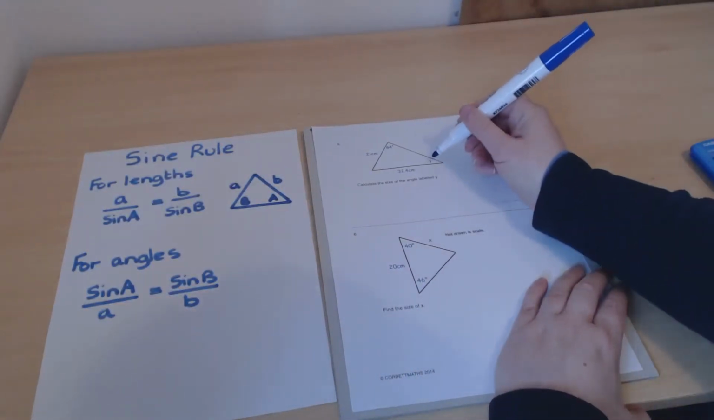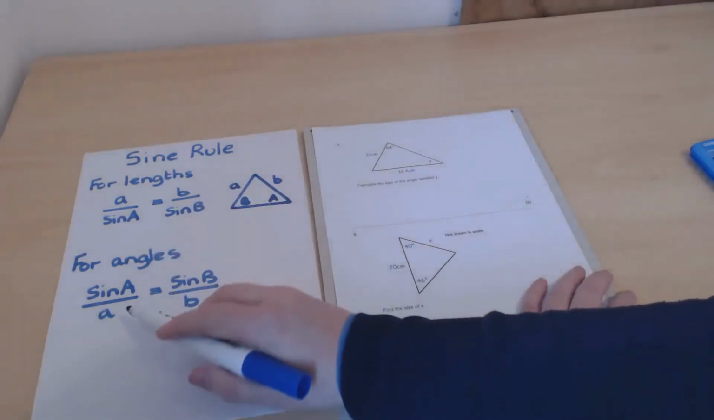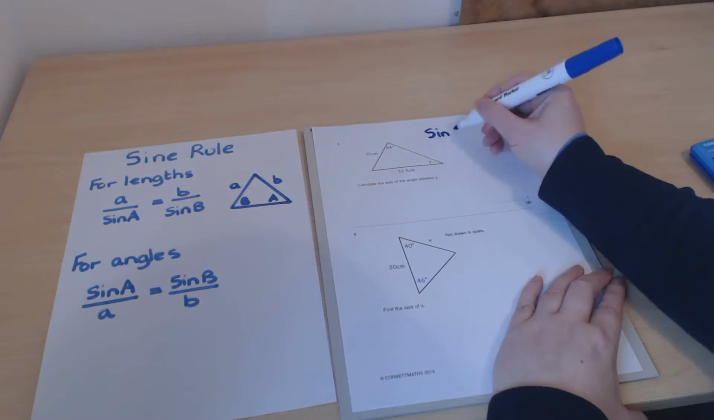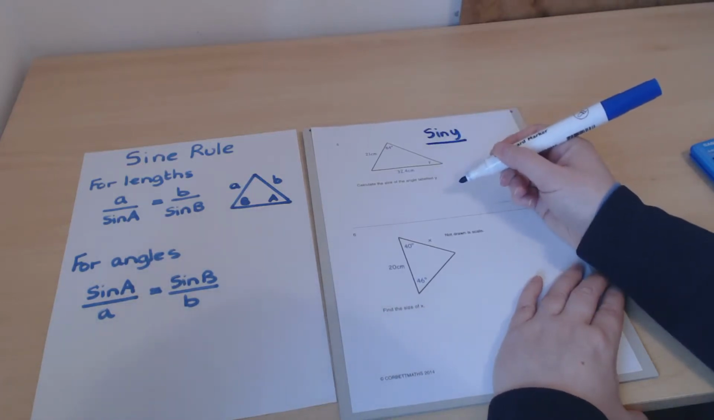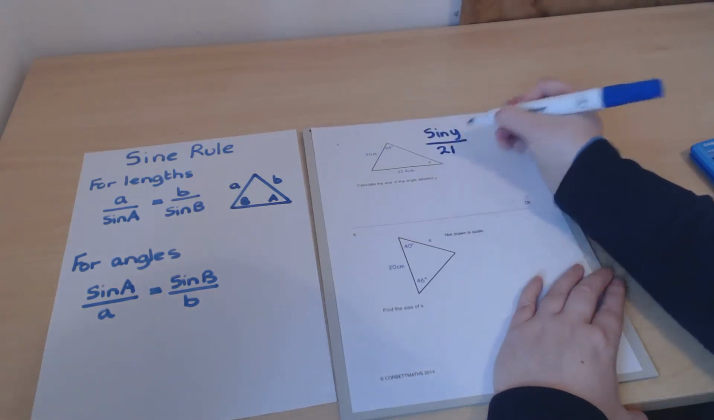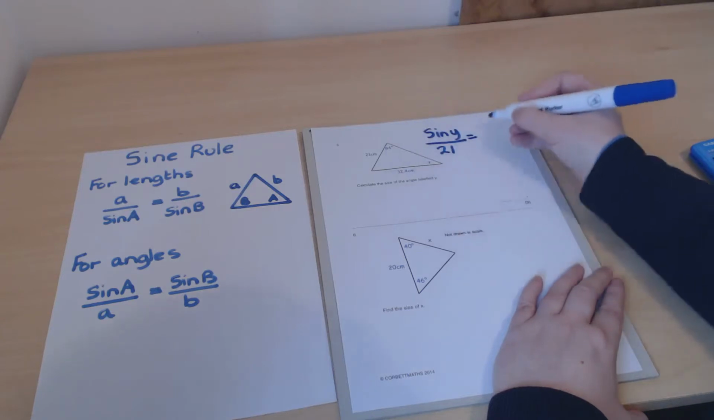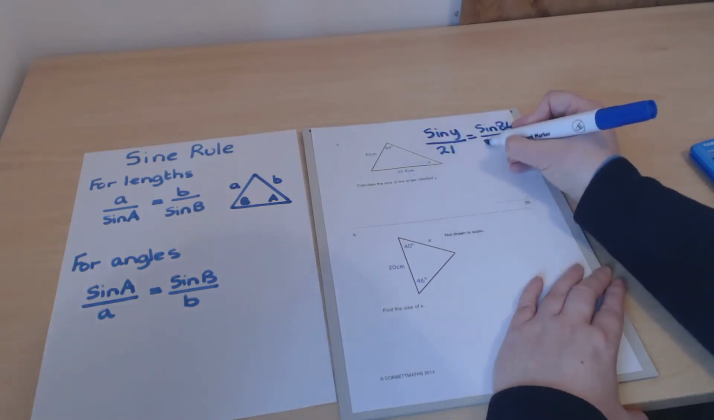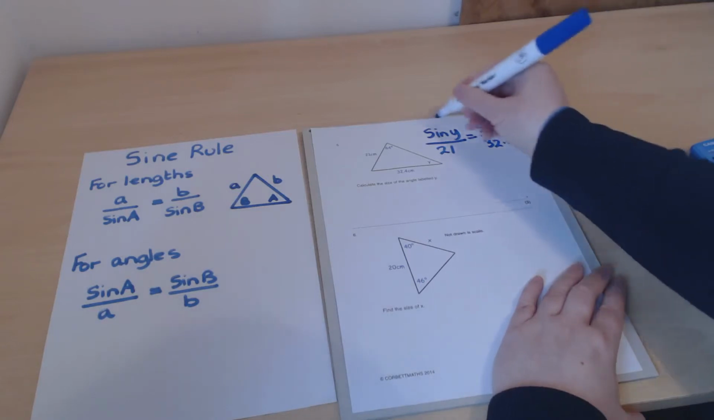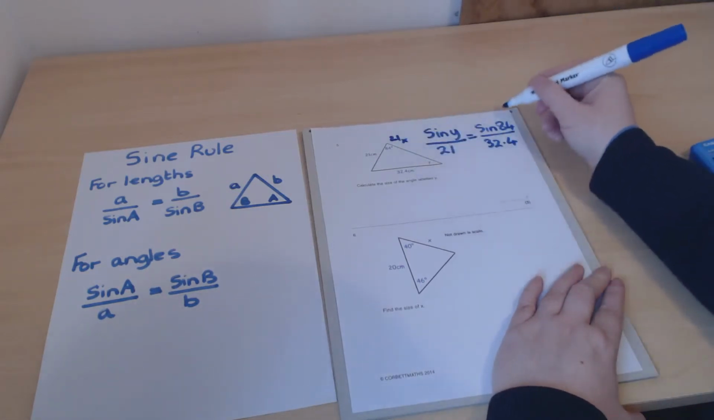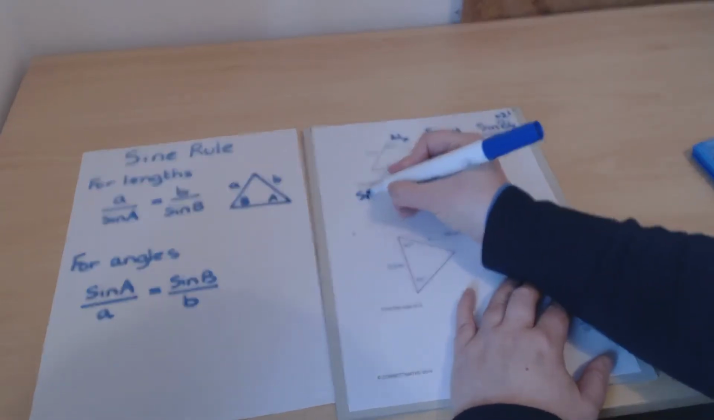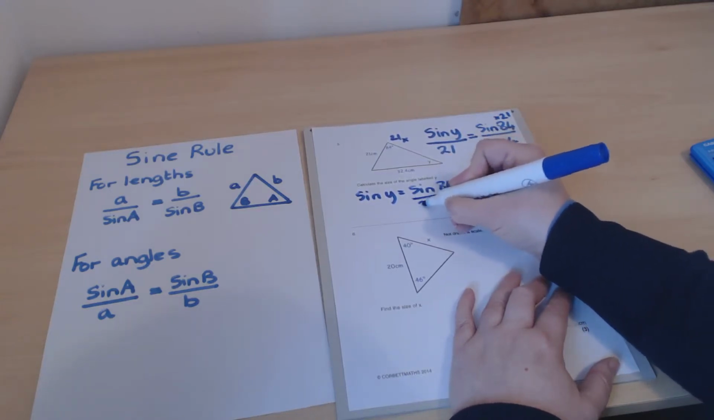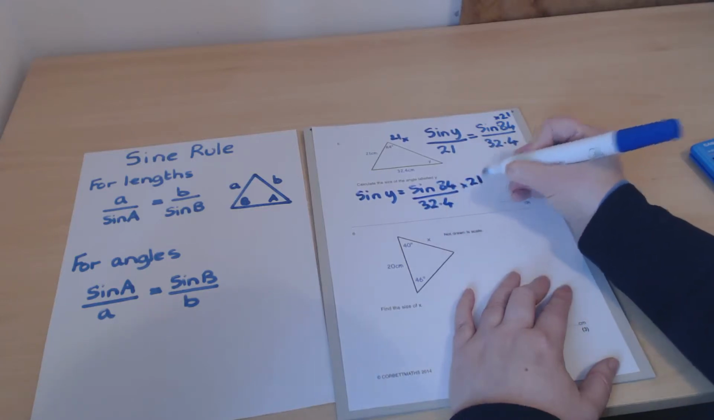So they want us to find this angle here, y. So that means we're using this set of formulas here. Okay, so the sine of y needs to be divided by the side opposite, which is 21, and is equal to the sine of the other angle, which is 84 in this case, divided by the side that it's opposite, which is 32.4. So to get sine y on its own, we're multiplying both sides by 21. So we have the sine of y equals the sine of 84 over 32.4 times 21.